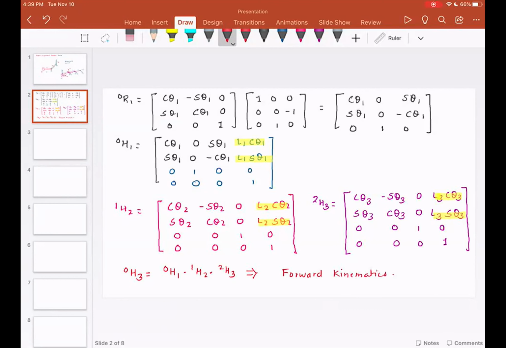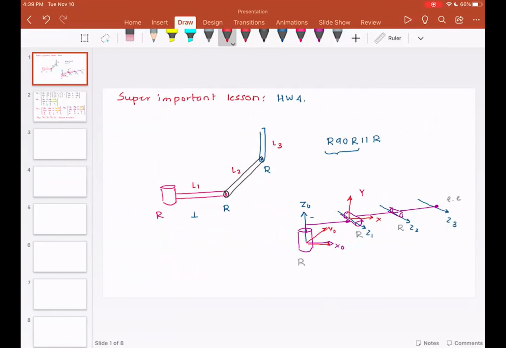However, at this point, I want to tell you a few things. Let's go back a minute. So what we have is a link here, but the mass of the link is at the center of the link. So the mass of the link is at distance L1 by 2. The mass of the second link is at distance L2 by 2. And the mass of the third link is at distance L3 by 2.